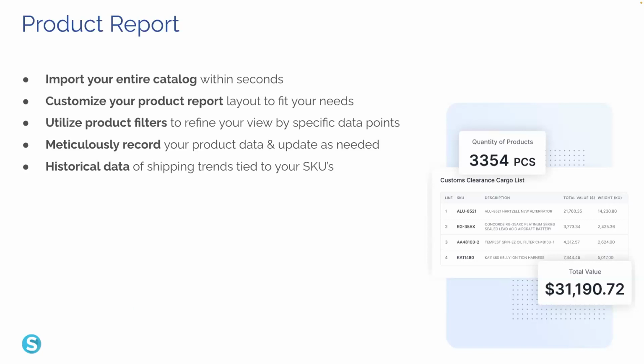Just like within your container and shipment page, you can utilize filters in your product report. All of these tools really allow you to meticulously record your product data and to also analyze historical data of shipping trends tied to all of your SKUs.